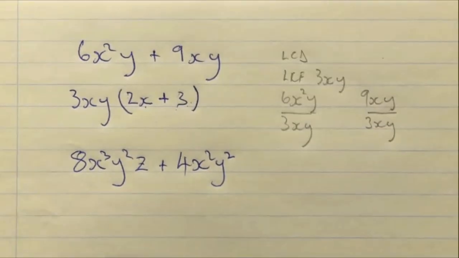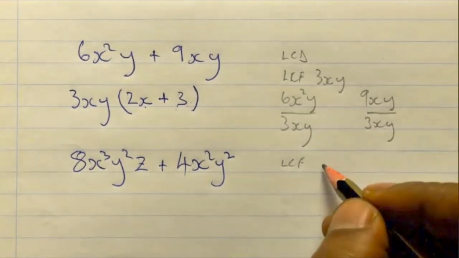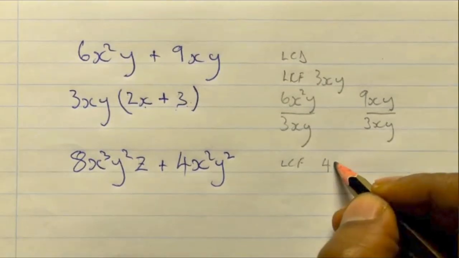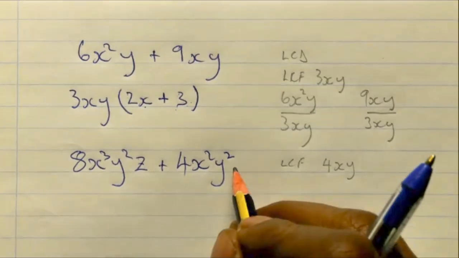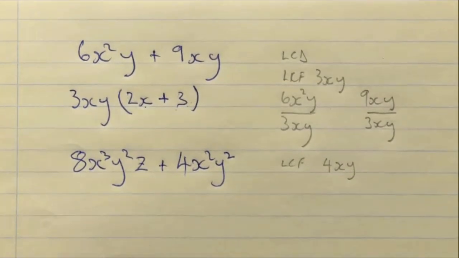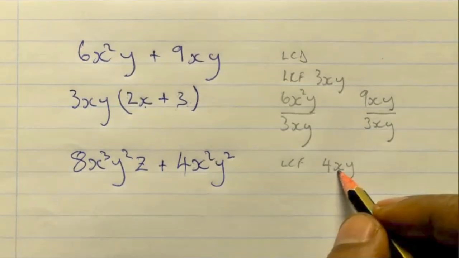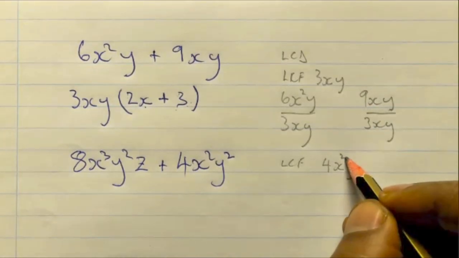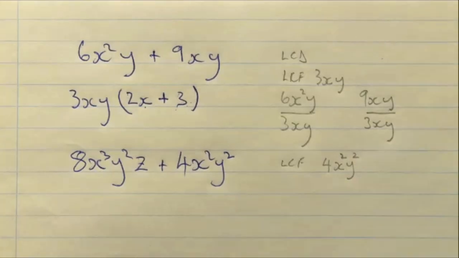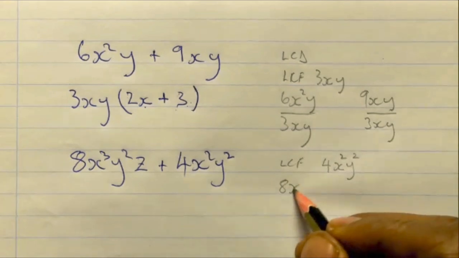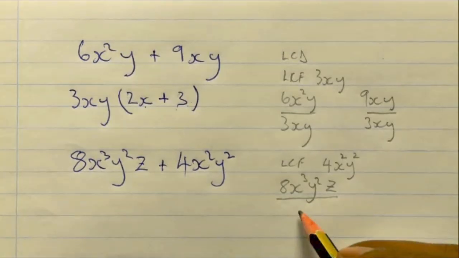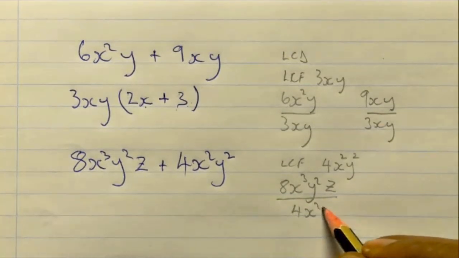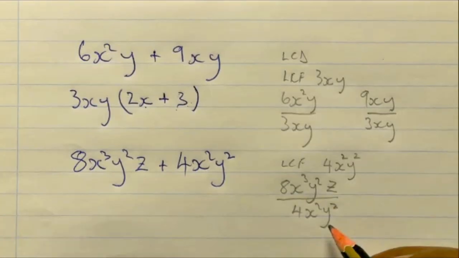All right. So what is my LCF here? It is what it is. 4. Do I have an x? Yes, I have an x. Do I have a y? Yes, I have a y. Do I have a z? I don't have a z there, so I'm not going to put it there. Go back to my x, which is the lowest power, 2. What about my y? It's a common power, isn't it? Also low for both of them. Then you go now. 8x cubed y squared z. Then you put your LCF. Then you can do your crossing.